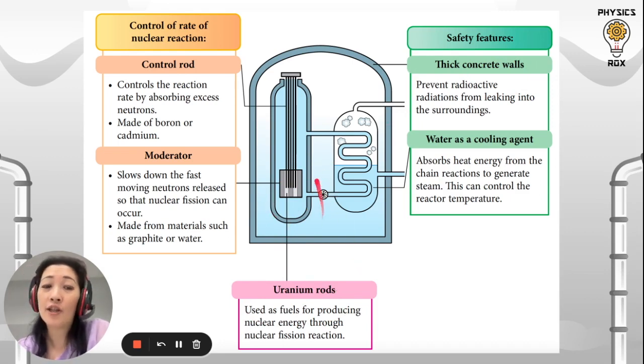There's a lot of energy that could also be produced, and if we don't control the energy, it can cause an explosion. So that's why we have to use a cooling agent, in this case water. Water absorbs the heat energy from the chain reactions to generate steam in order to control the reactor temperature. If we don't control the temperature, an explosion can occur. And this is how some of the nuclear power plants have exploded in the past. For example, the Chernobyl disaster. You can, of course, read up about it or watch some documentaries on it.